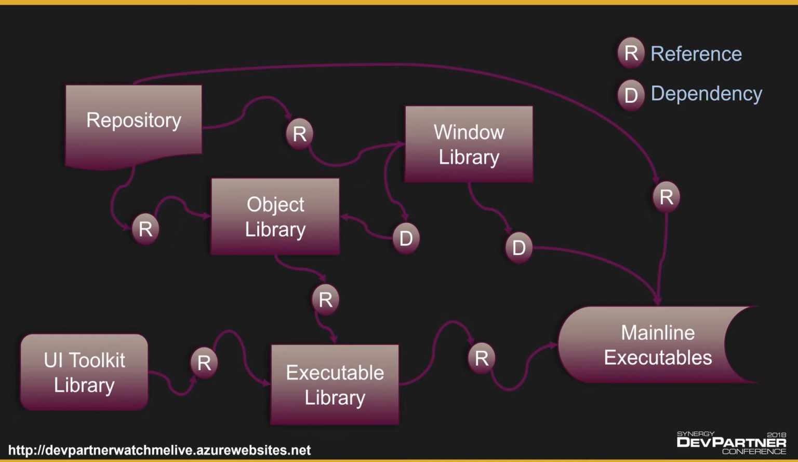The executable library references the UI toolkit and the object library. So if the object library changes because of a repository change or a source code change, the executable library will be rebuilt. As I said, you can have additional code inside your executable library as well as the feed from the object library. If those changes were made, that would cause the library to be built.